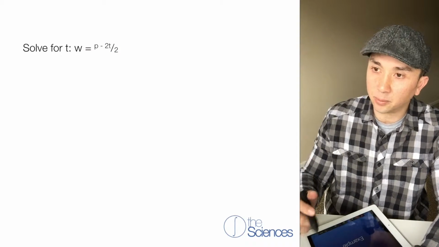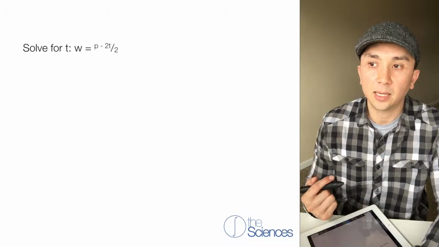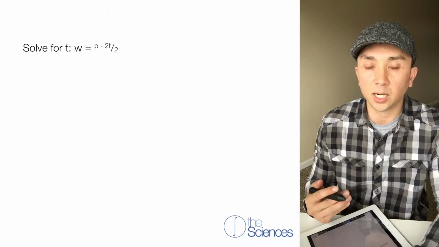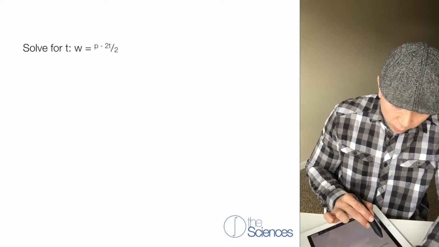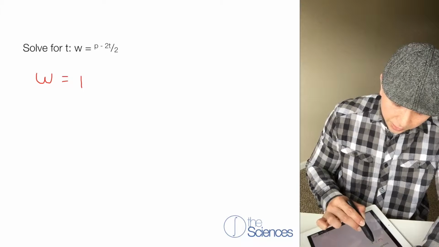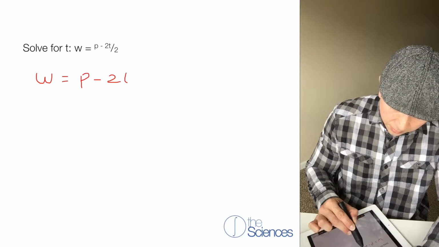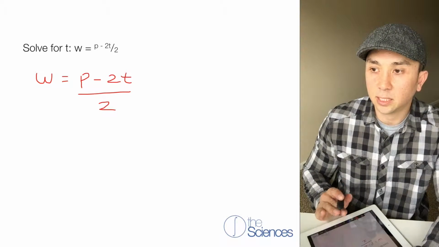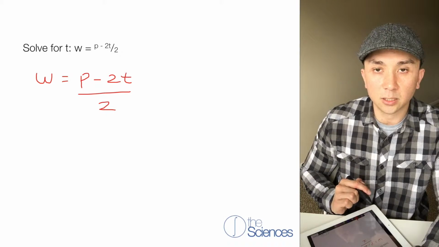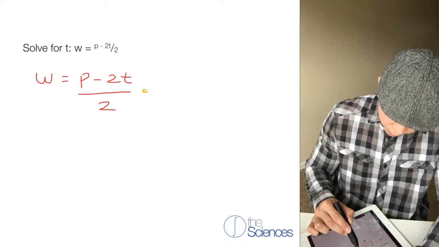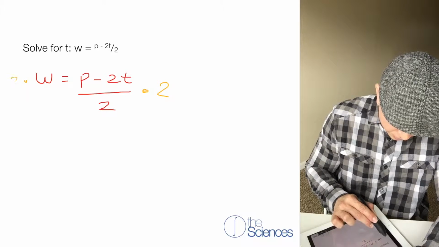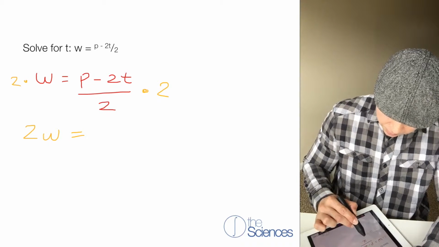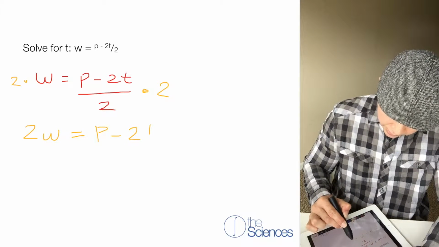So let's do an example. Let's solve for t in the equation w equals (p minus 2t) divided by 2. So here we have w equals (p minus 2t) divided by 2. The first thing we're going to do is multiply both sides of the equation by 2, so that we get 2w equals p minus 2t.